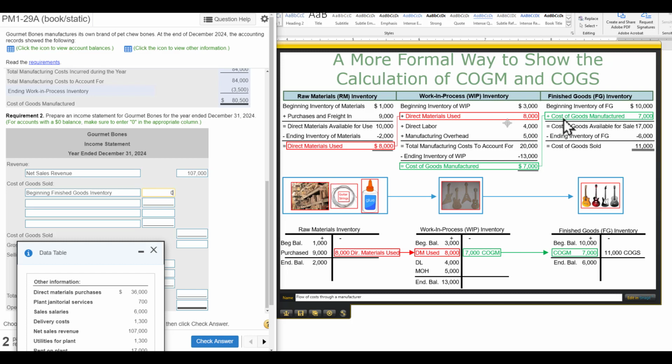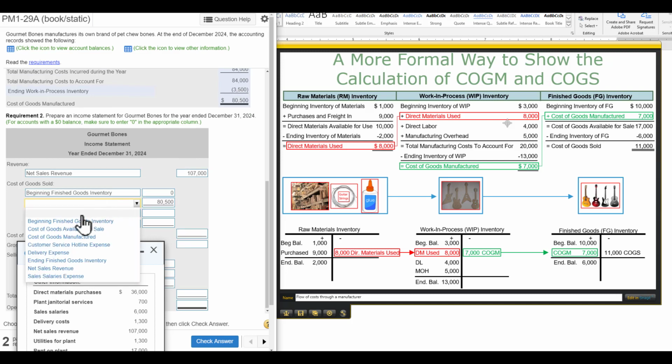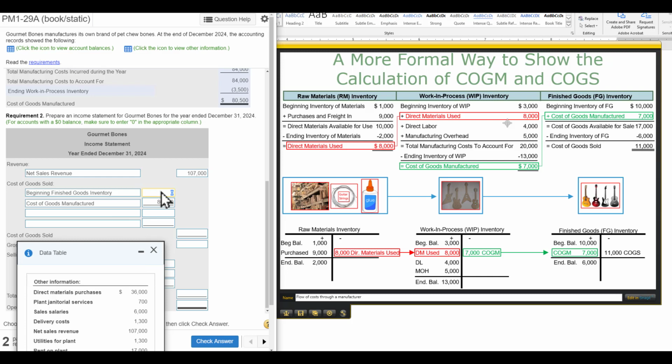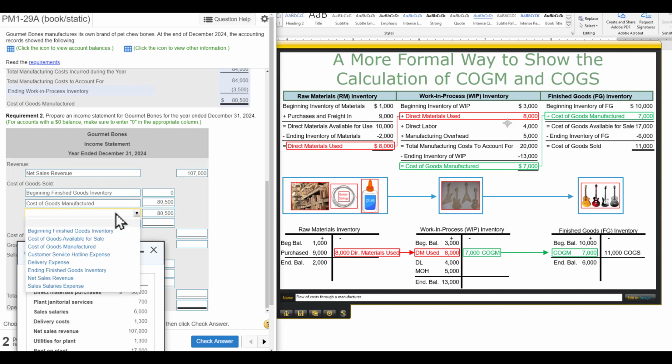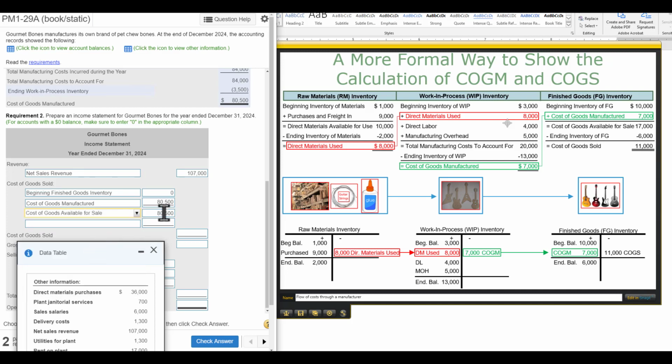Then we're going to find cost of goods manufactured, which we're going to copy from here, 80,500. So we had 0 finished goods at the beginning. We had $80,500 manufactured this period and transferred into finished goods. When you add those two, it gives us 80,500 available for sale. Cost of goods available for sale. So we had $80,500 of these pet chew bones available for sale.